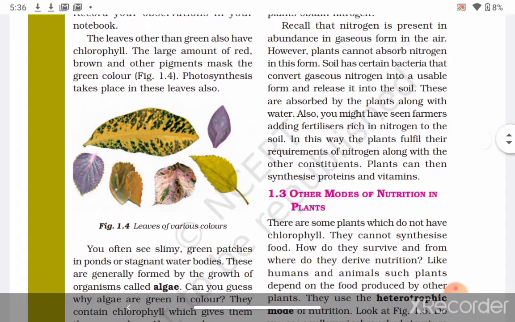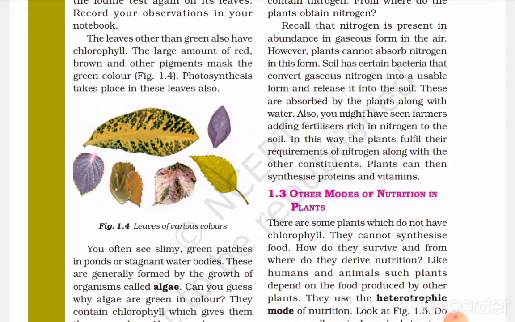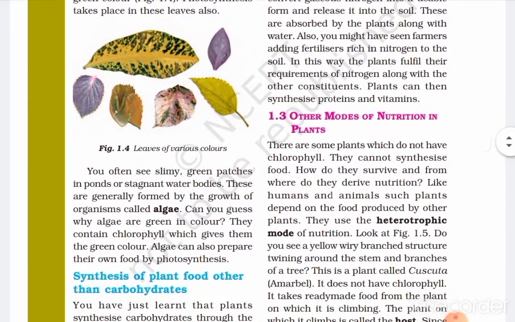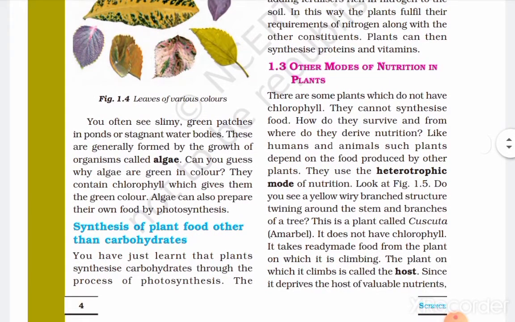So, last time we left off at part 1.3, and we will continue with 1.3, other modes of nutrition in plants. So, I'm Nitin, and I will teach you today.